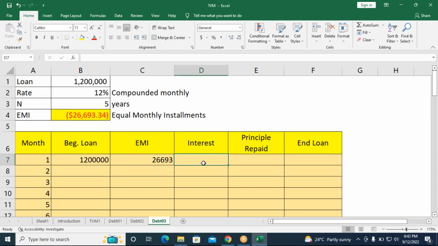So I need to calculate the interest is equal to, so what is the beginning of my loan amount? 12 lakh. So 12 lakh into what is the interest rate? That is 12% divided by 12.